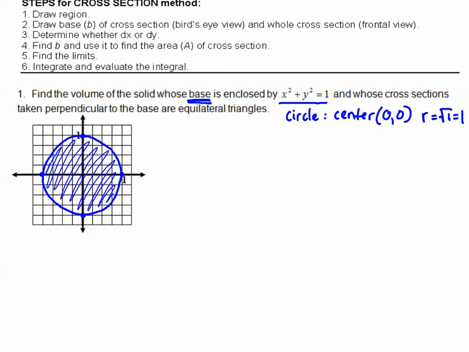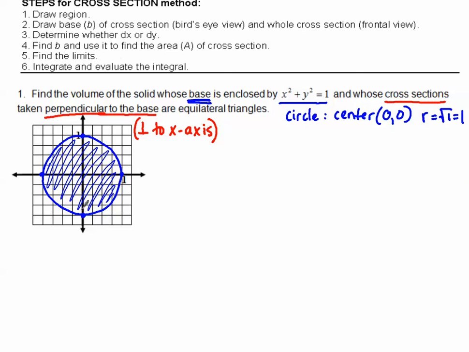The cross sections of my solid will be taken perpendicular to the base. They didn't specify perpendicular to the x-axis or y-axis. Why not? Because it's a circle, it's symmetrical, so let's take it whichever way we want. In fact, let's choose perpendicular to the x-axis just to keep things a little more straightforward this time around. Since we have a choice, we will go perpendicular to the x-axis.